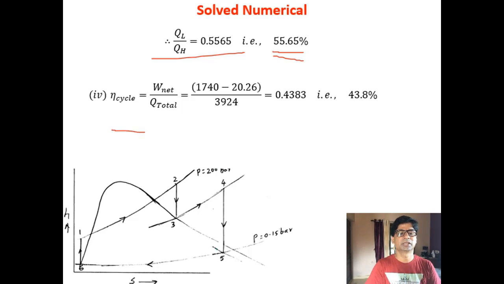And coming to the cycle efficiency, which is nothing but W net by Q total, that is Q primary plus Q reheat. So W net is nothing but W turbine minus W pump. So this is the total Q in, right? So you'll get it as 0.4383 or 43.8% as the reheat Rankine cycle efficiency. Okay.